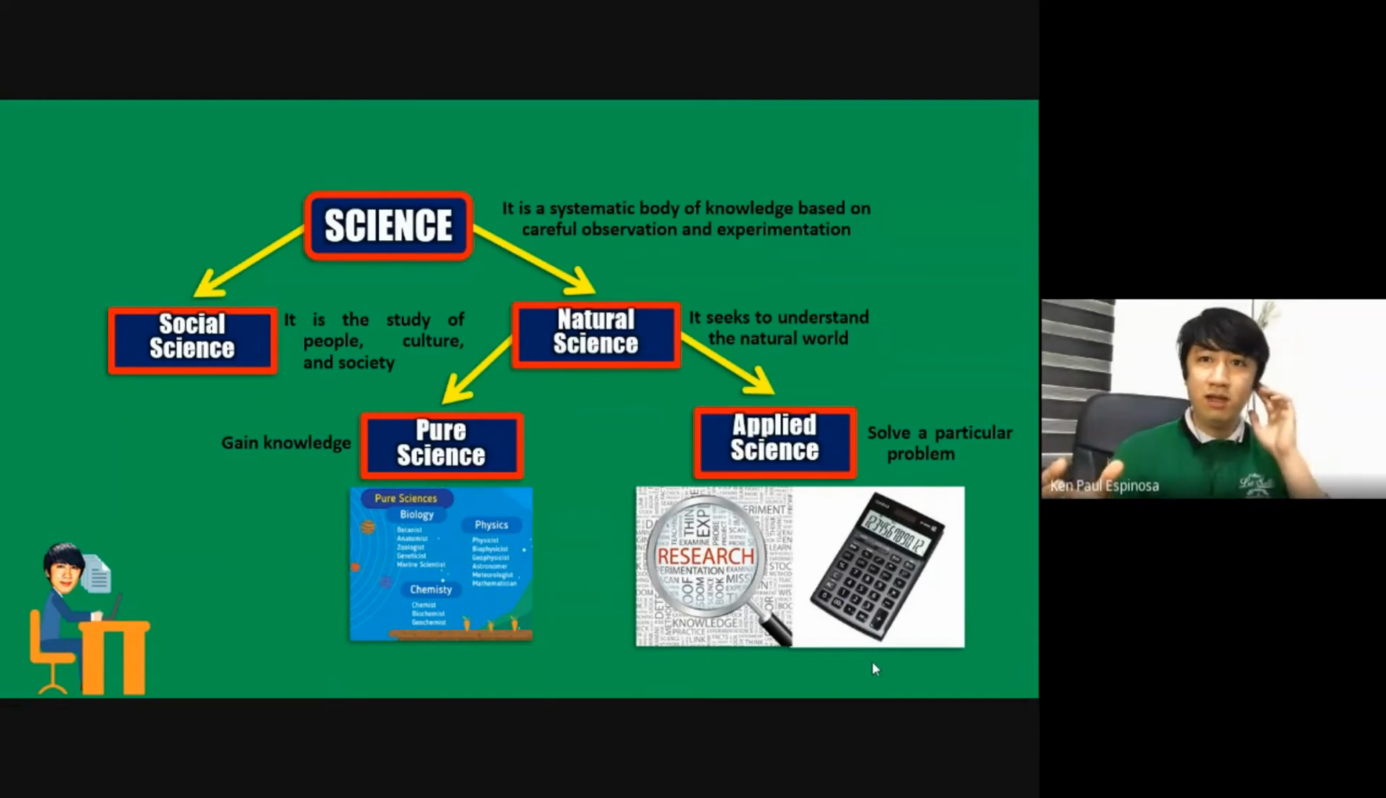So, mamaya, pag-usapan natin, bibigyan ko kayo ng example. So, applied science is technology. Di ba? So, chemistry, for example, applied chemistry. Yung mga BS chemical engineers. Bigyan kita ng magandang example.